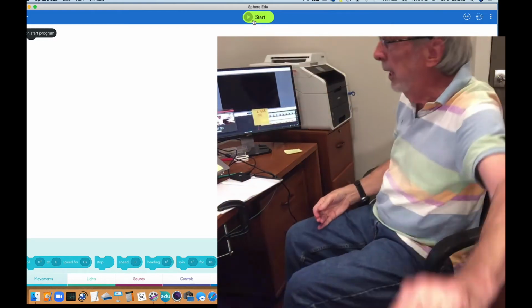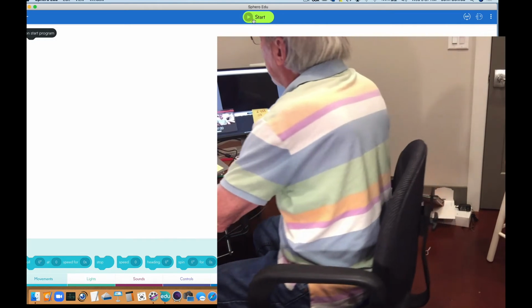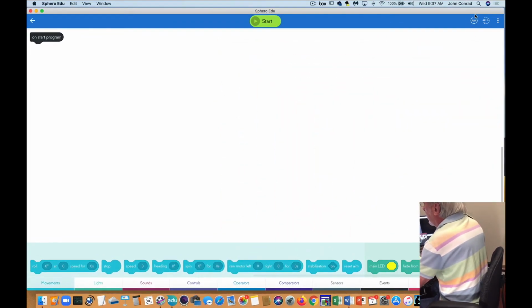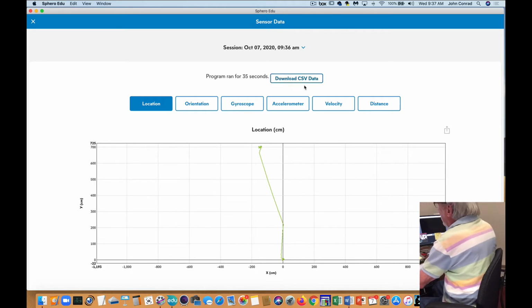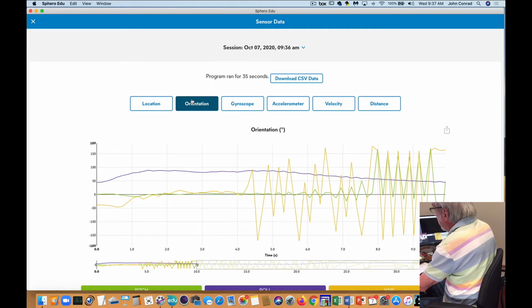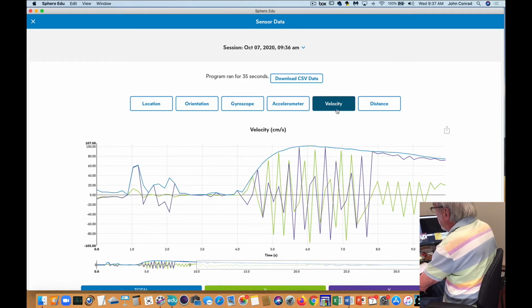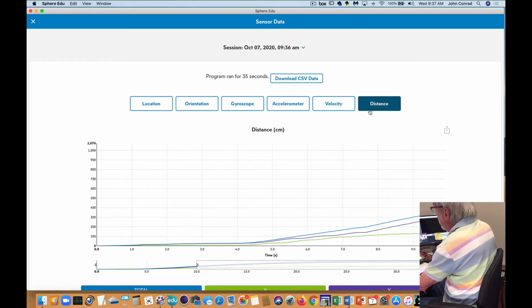So now let's look at that data set and see what it looks like. I come over here to the 3 dots on the upper right-hand corner, pull that down and pull down to sensor data. And what do I see? I see only 2 things that are relevant, the gyroscope and the accelerometer. Location, orientation, velocity, and distance depend on the other sensors in the device. So this is silly. This orientation is kind of okay. The velocity makes no sense. The distance makes no sense.